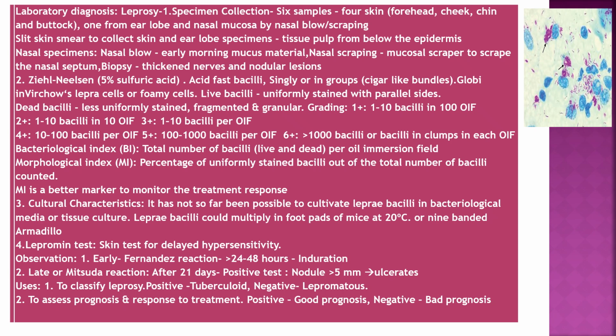Bacteriological index: total number of bacilli, live plus dead, per oil immersion field. Morphological index: percentage of uniformly stained bacilli out of total number of bacilli. MI is a better marker to monitor the treatment response. Culture: it has not so far been possible to cultivate lepra bacilli in bacteriological media or tissue culture. Lepra bacilli could multiply in the footpad of mice at 20 degrees Celsius or the nine-banded armadillo.